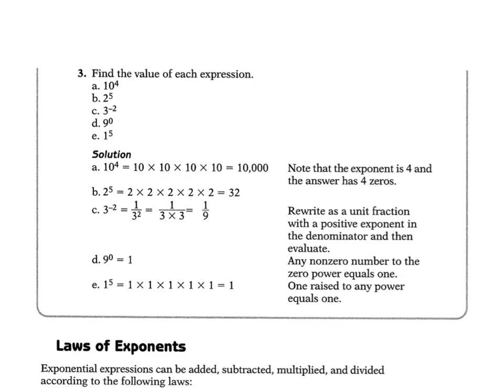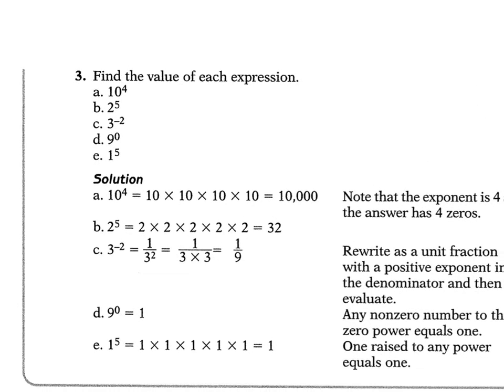So for A, we have 10 to the fourth power, which just means 10 times 10 times 10 times 10, which is 10,000. For B, that's 2 to the fifth power, so it's 2 times itself 5 times, which is 32. For C, that's 3 to the negative second power, so it becomes 1 over 3 to the positive second power, which is 1 over 3 times 3, which is just 1/9.